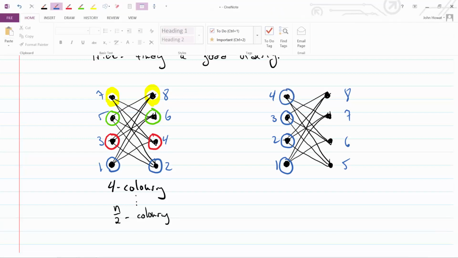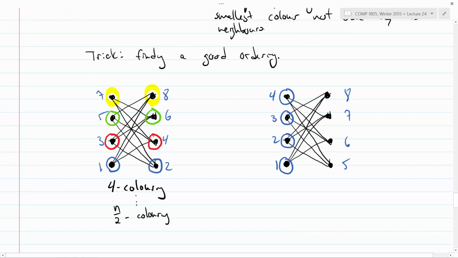And now I go to 5. 5 is adjacent to 2, so I can't give it blue, but I can give it red. 6 is adjacent to 1, so I can't give it blue, but it's not adjacent to 5, so I can give it red. Same for 7, and same for 8. So this gives me a 2 coloring. And what happens if I extended this all the way up to n vertices in each column? Nothing. I still get a 2 coloring.